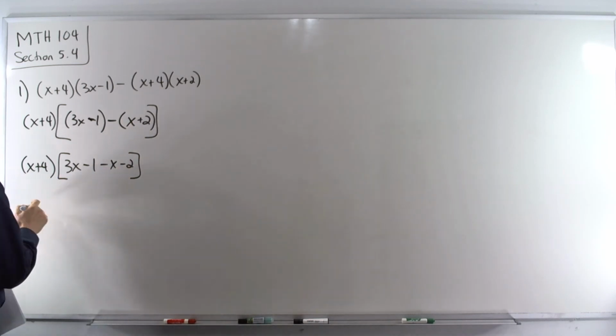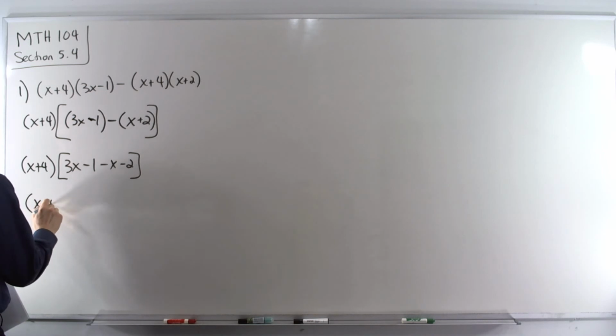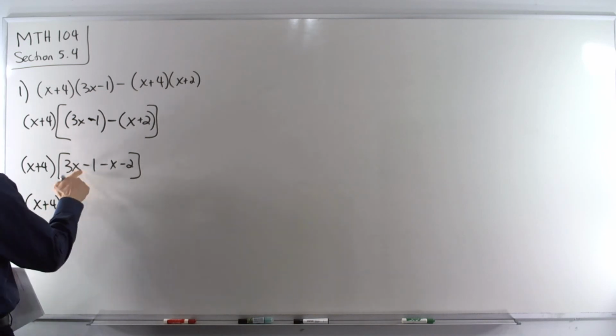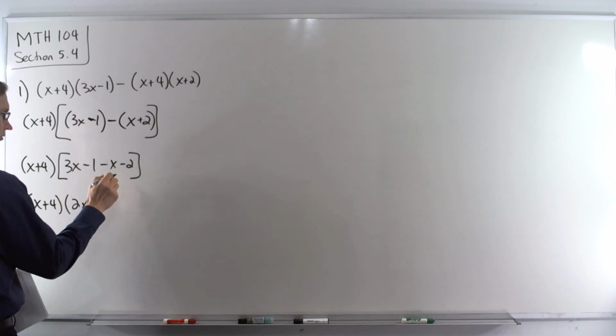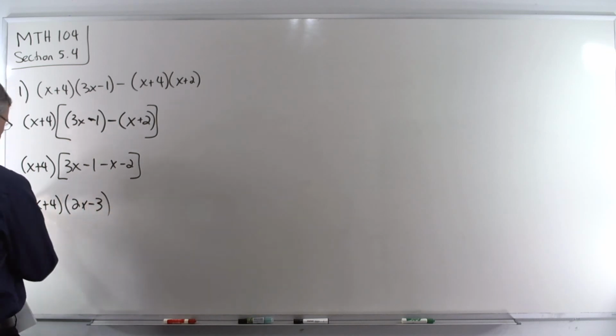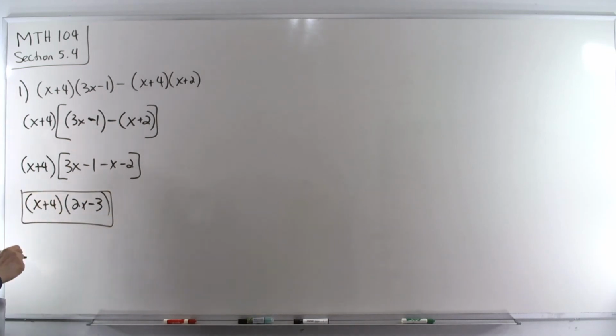Now simplifying inside, we have 3x minus x is 2x, negative 1 minus 2 is negative 3. So our final answer, final factored form, x plus 4 times 2x minus 3.